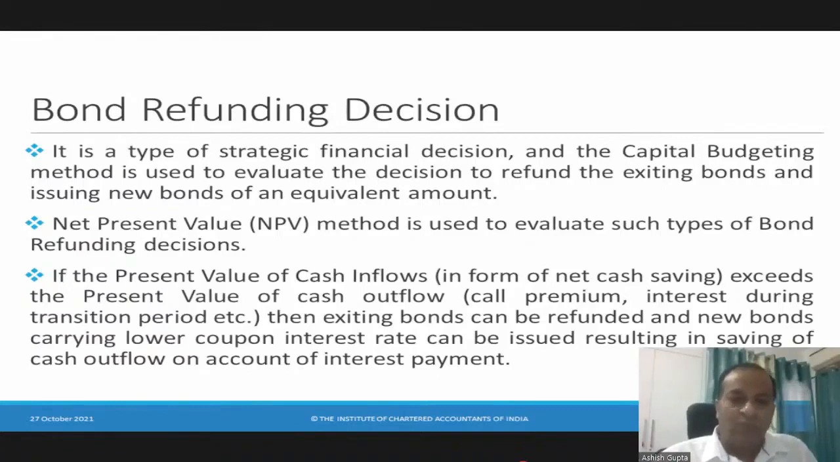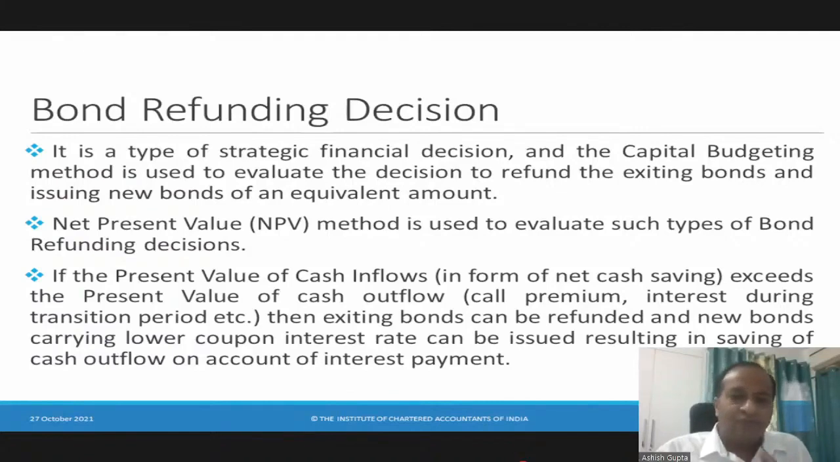And what will be our outflow? Call premium. Students, let me tell you what happens whenever a company issues a bond. I will also explain it when I take up the question. Whenever any company issues a bond, they generally issue it with a call option. Call option means whenever they feel right, they can refund the amount of the bonds to the holders. They hold the right to exercise it and refund the bonds before the maturity period.